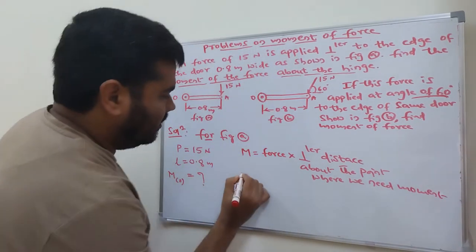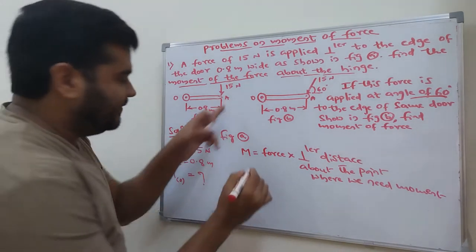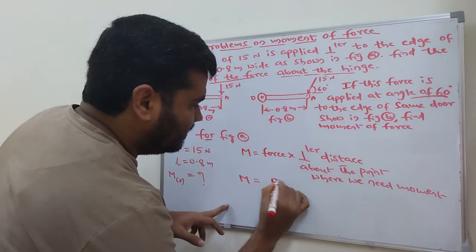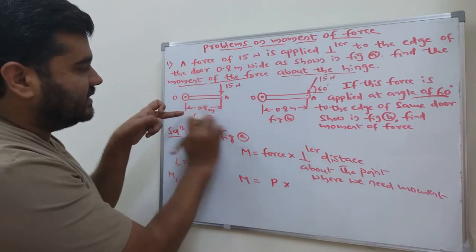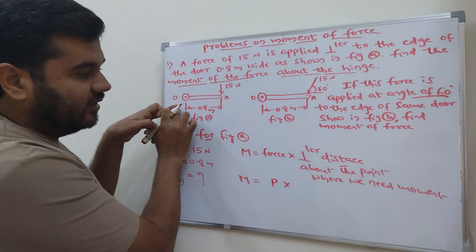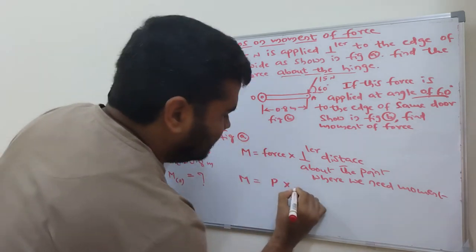Now, M equal to, what is the force applied here? That is 15. That is P. This is P into the perpendicular distance about the point. The perpendicular distance is 0.8 meter about the point where we need the moment. This is the perpendicular distance, that is L.